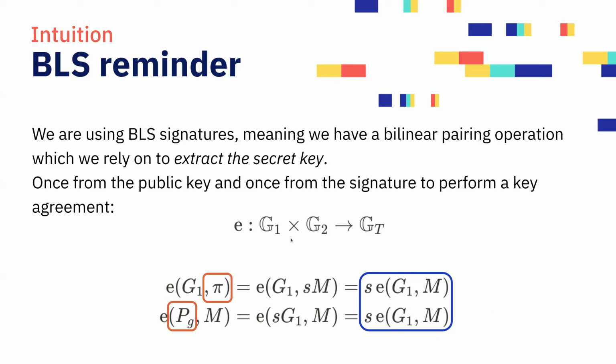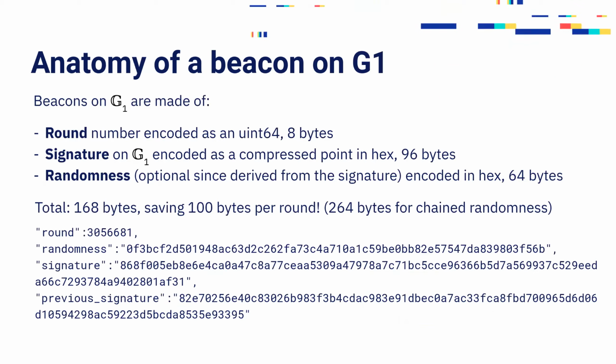But here we can see, right, I have my signature on G2 and I have my public key on G1, but I could have the converse, right, and do the same operation with the generator of G2 and the message on G1, and it wouldn't change much. And so that's exactly what we did, what we launched in March. So we launched a new network, Fastnet we called it, which is using beacons on G1.